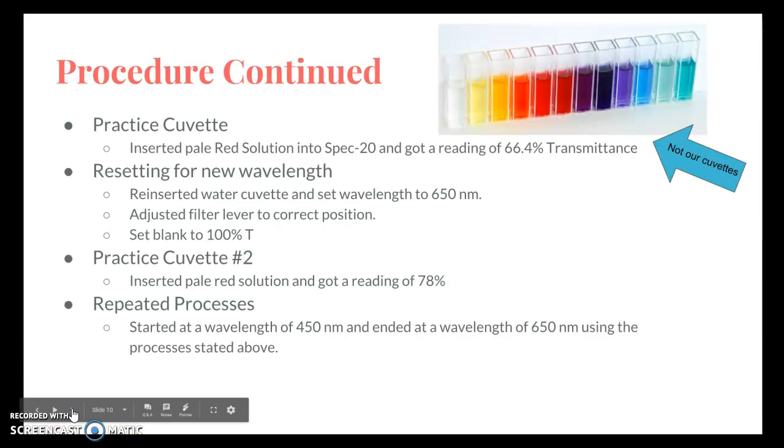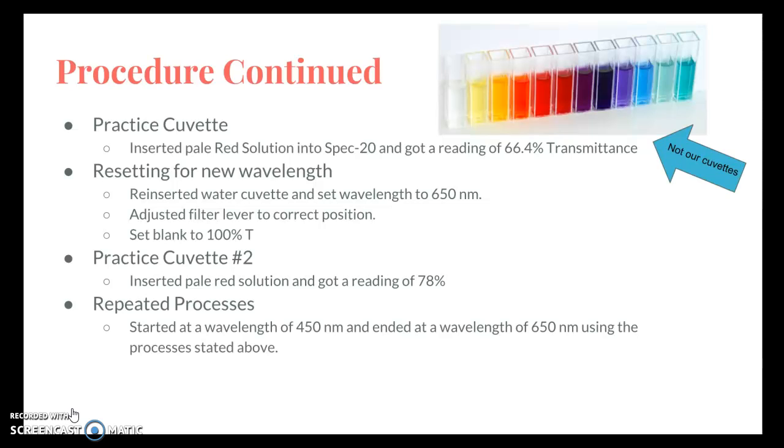Lower end. 650 is bigger than 425. Anyway, we inserted the second cuvette with the pale red liquid into the 650 nanometers and got a reading of 78% transmittance. So 78% of light was being transmitted back through the cuvette.